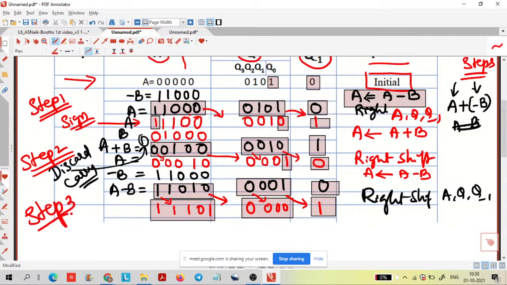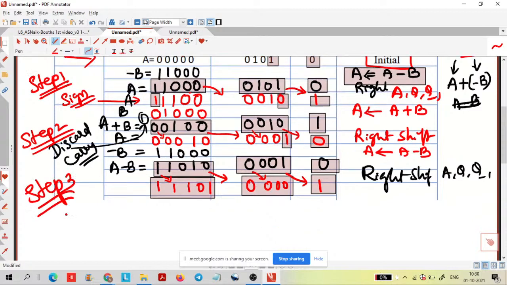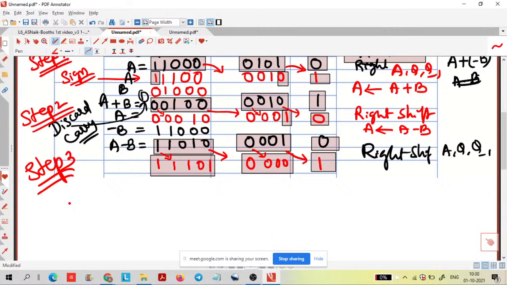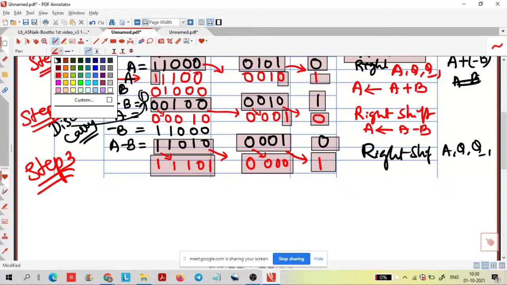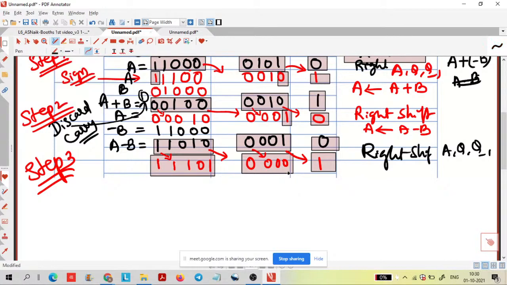ओके, थर्ड स्टेप का भी हो गया. Now our next step है, okay, because you have to complete 4 steps, right? You have to complete the 4 steps. Now again for the fourth step, you have to compare what? Q0 and Q-1 value. Okay, तो Q0 value क्या है?